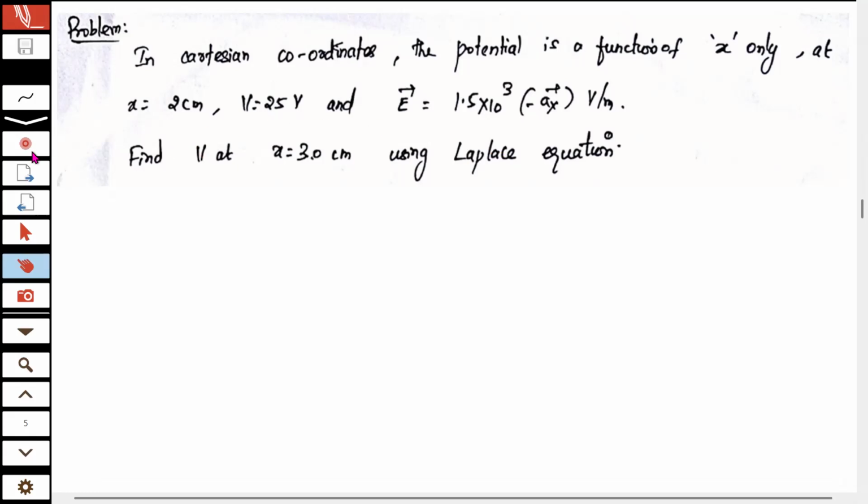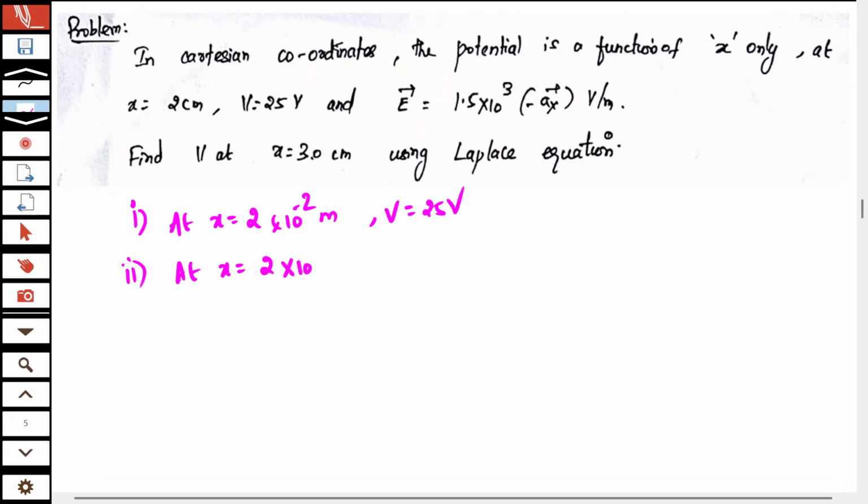So two boundary conditions are given, but the two are not given for V. One is given for V, another is given for electric field intensity. So let us write the boundary condition first and then proceed solving this problem. So first boundary condition is at x equals to 2 centimeter. So I will convert it into meter and write 2 into 10 power minus 2 meter. Voltage is 25 volts. And the second boundary condition says at x equal to 2 into 10 power minus 2 meter, electric field is minus 1.5 into 10 power 3 ax cap volt per meter.